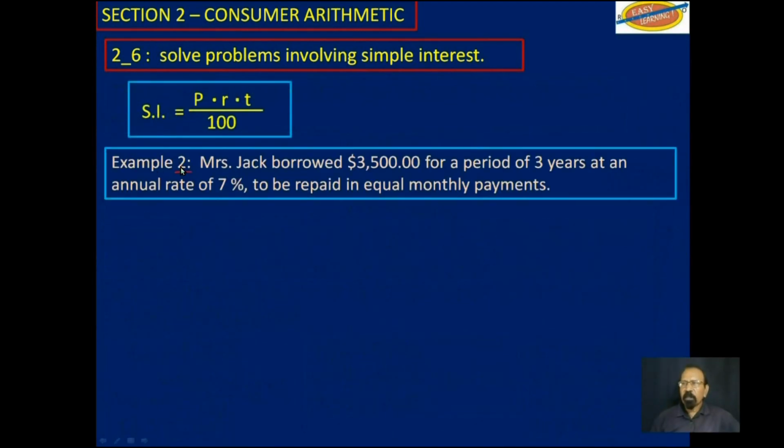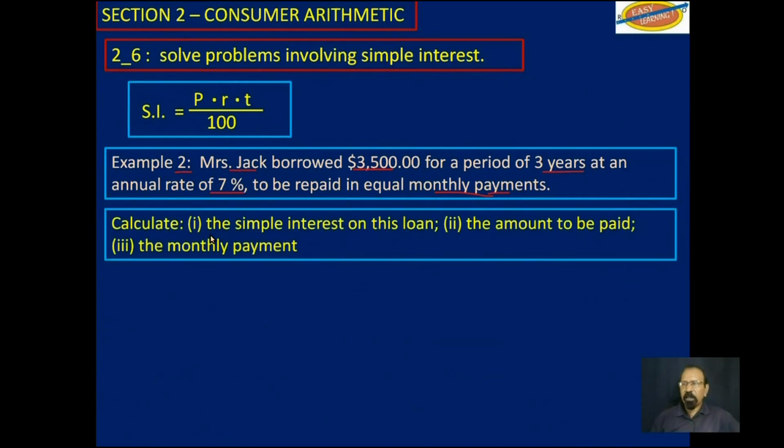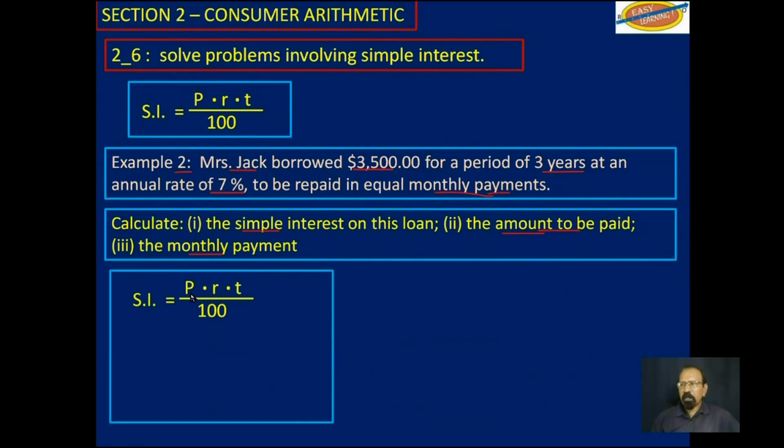Example 2. Mrs. Jack borrowed $3,500 for a period of 3 years at an annual rate of 7% to be repaid in equal monthly payments. So calculate the simple interest, the amount to be paid, and the monthly payment. Now this is very similar to the one we just did. So this is our formula.